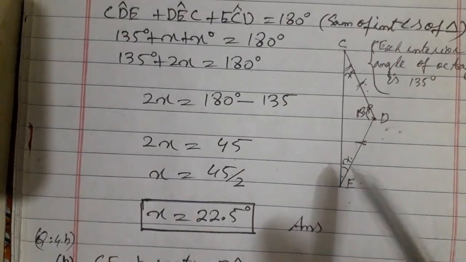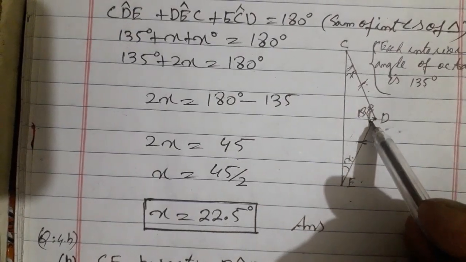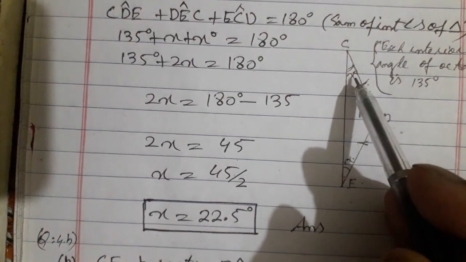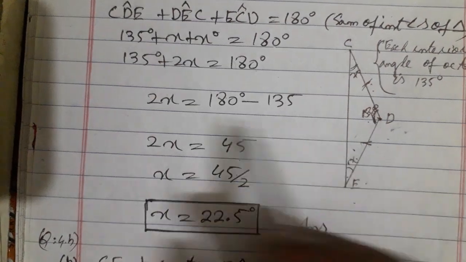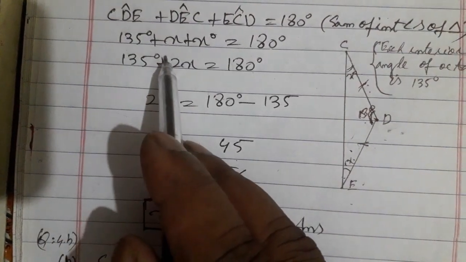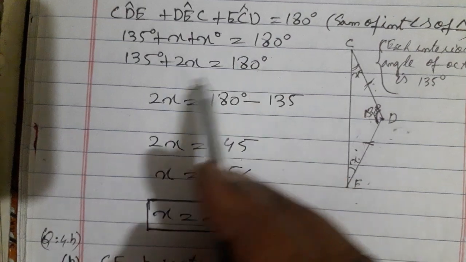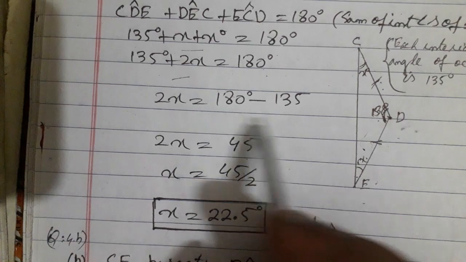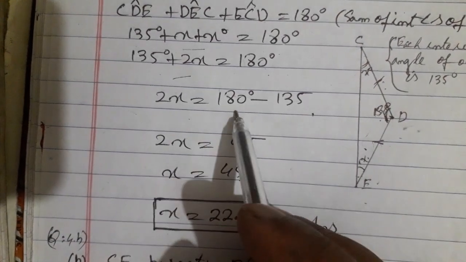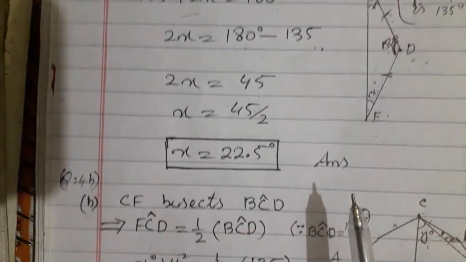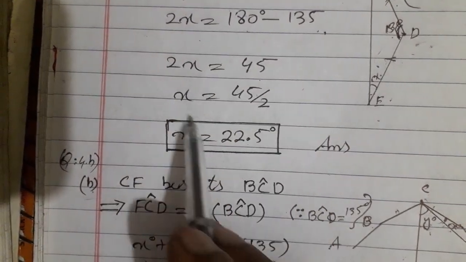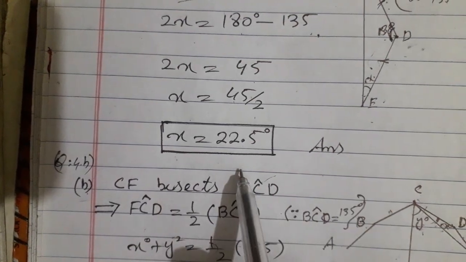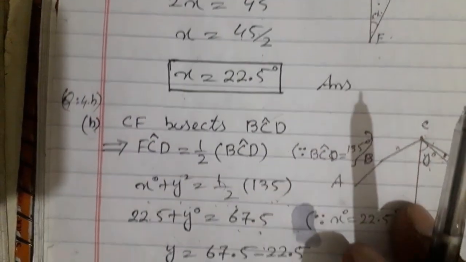135 is the interior angle of the octagon. The other two angles are equal. Let me take each angle as X. Now 135 plus X plus X is equal to 180 degrees. 135 plus 2X is equal to 180. Take 135 to the other side. 2X is equal to 180 minus 135. 2X is equal to 45. X is equal to 45 divided by 2. X is equal to 22.5 degrees.